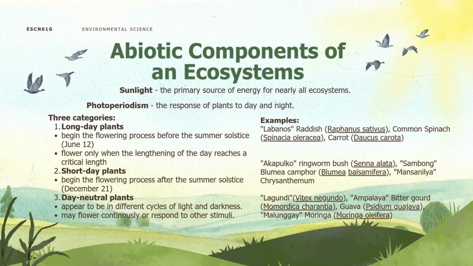Photoperiodism is the response of plants to the length of day and night. If we are to categorize the response of plants following photoperiodism and sunlight, we'll be having three categories. First is the long day plant, followed by the short day plant and the day neutral plant. So from the terms themselves, obviously it gives away already what these plants are.